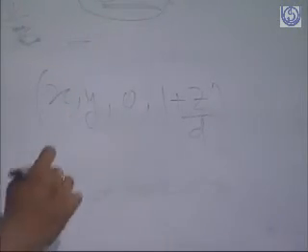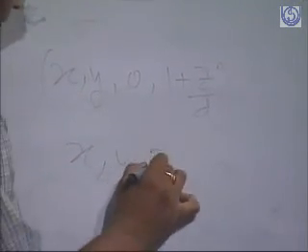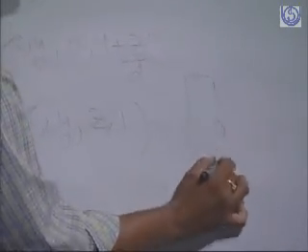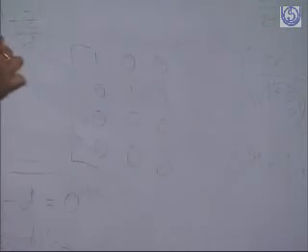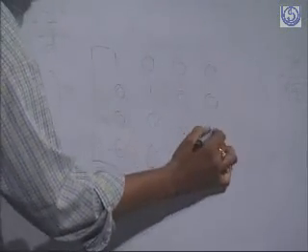So can you write this in terms of a matrix? Let me write it for you. So x, y, 0, 1 plus Z by D is the data. So let's write x, y, z and 1. The matrix will be 1, 0, 0, 0, 0, 1, 0, 0, 0, 0, 0, 0 and 0, 0, 1 by D, 1.